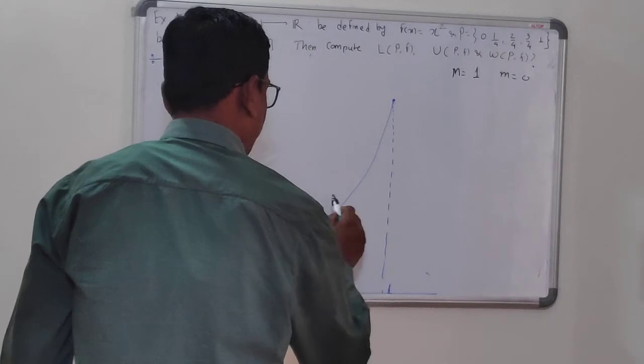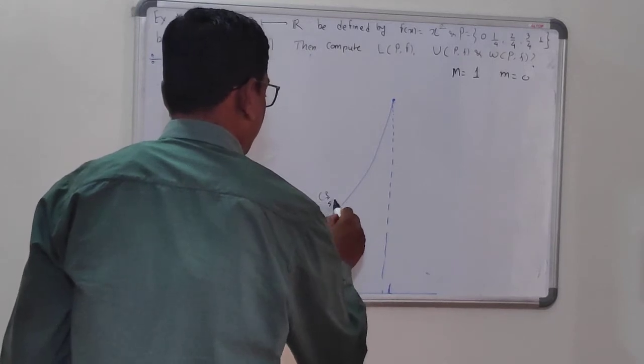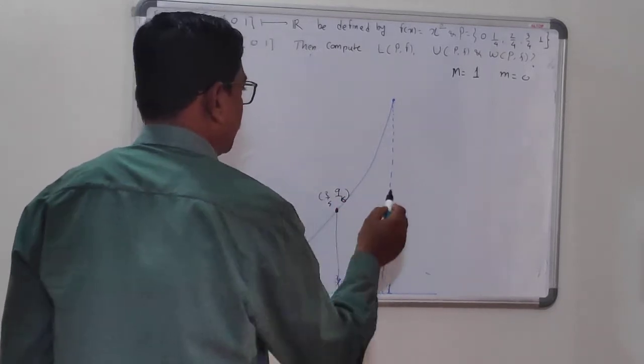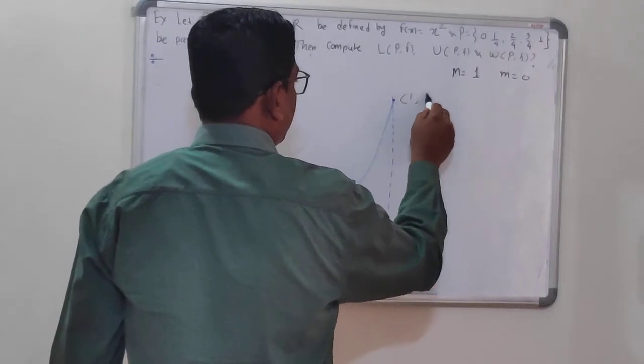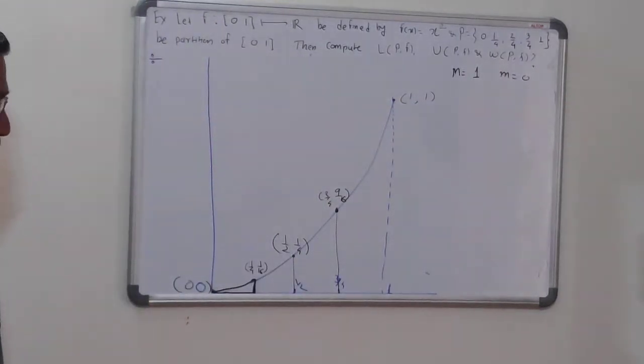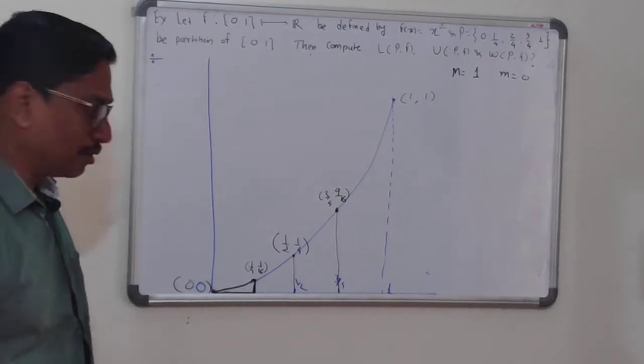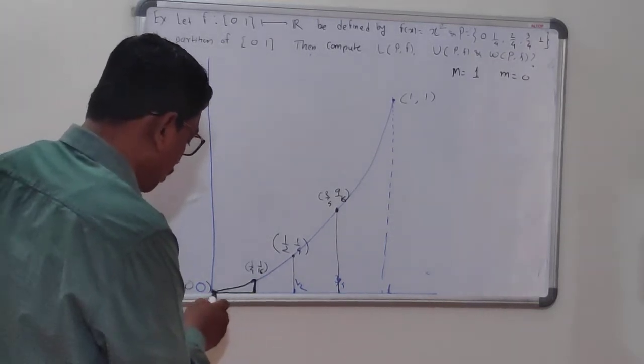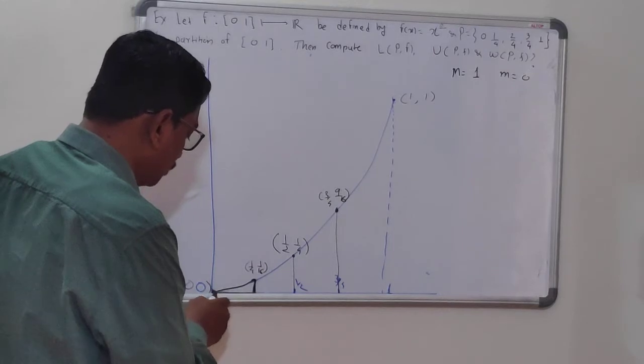Next, the position of this point is 3 by 4 and 9 by 16, and the position of this point is 1 comma 1 squared. Now firstly we'll discuss the lower Darboux sum. So on this interval, what is the minimum value? 0.